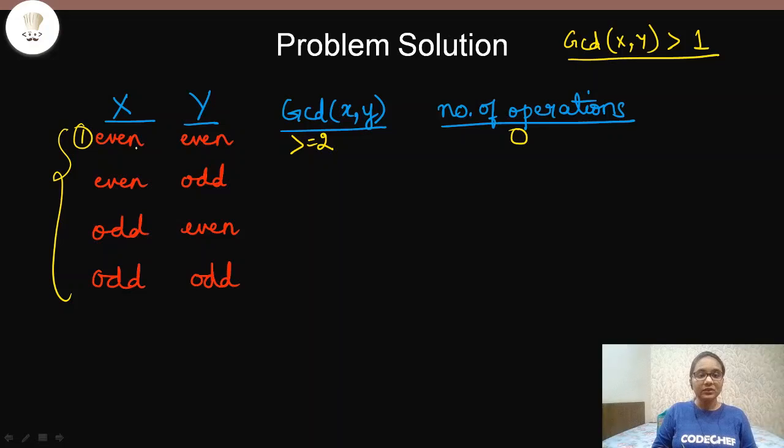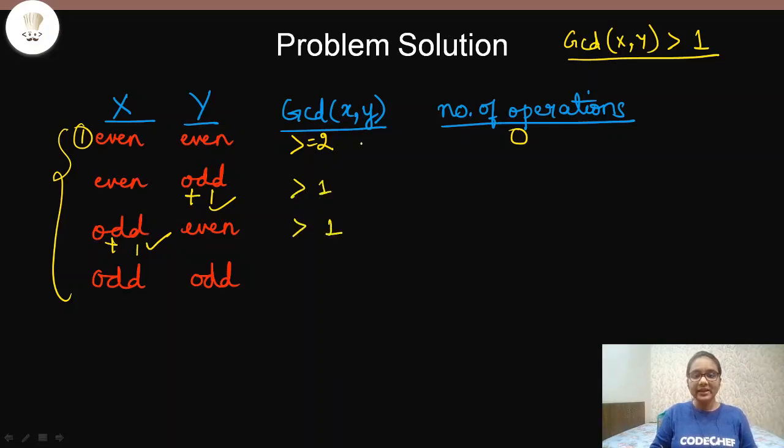You already know that if you have two even numbers, then you will always get GCD greater than or equal to 2, which is greater than 1. So what you can do is just add 1 to the odd number which you have, and when you perform this single operation on the odd number, you can always get your GCD greater than 1.